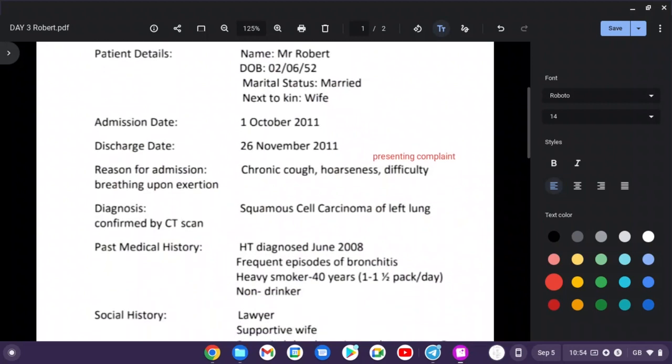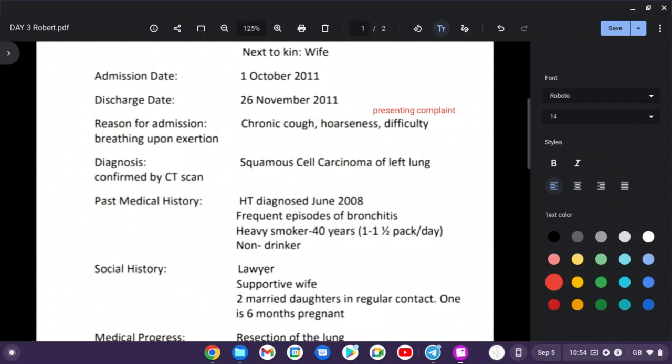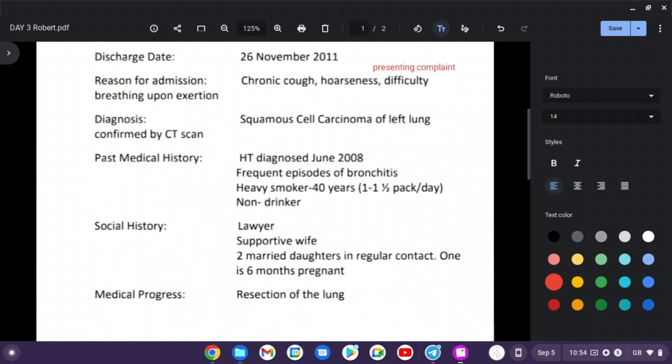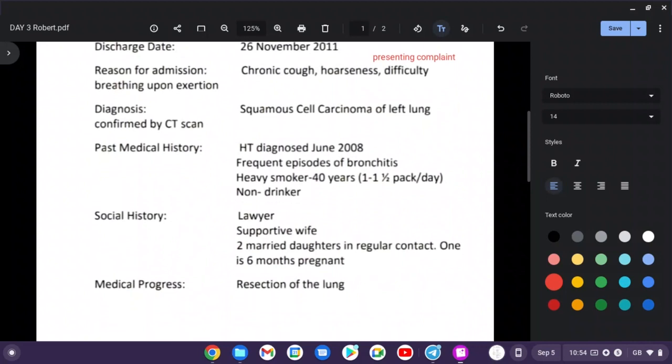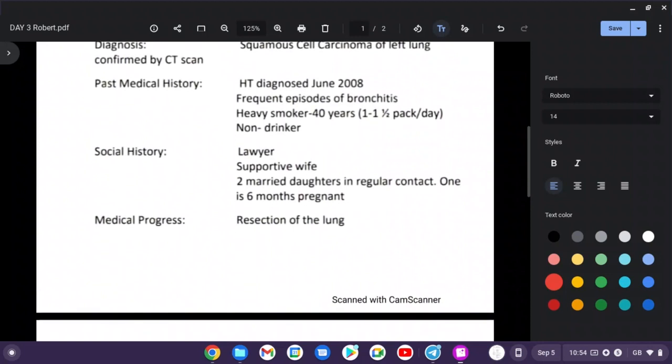That is, hypertension diagnosed in June 2008, frequent episodes of bronchitis, heavy smoker, 40 years of smoking, 1 to 1.5 packs per day, non-drinker. Social history is given. He is a lawyer, supportive wife, two married daughters in regular contact, one 6 months pregnant. Medical progress, resection of the lung.